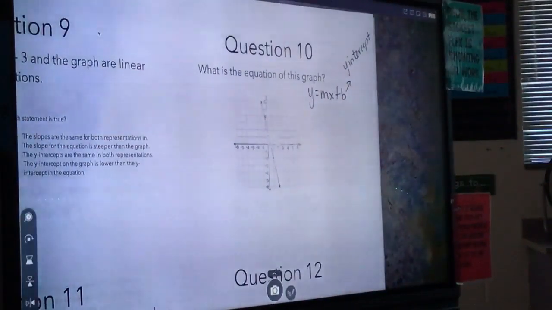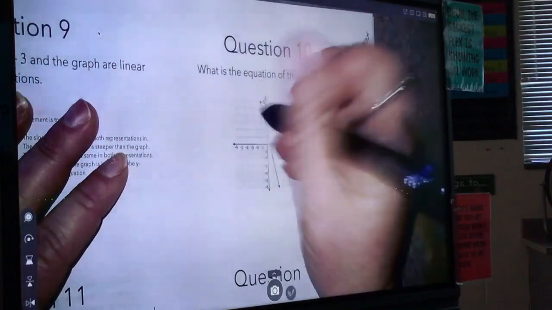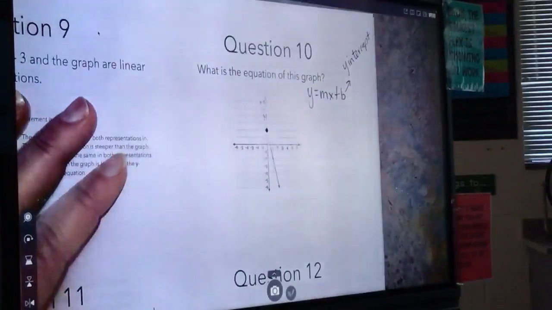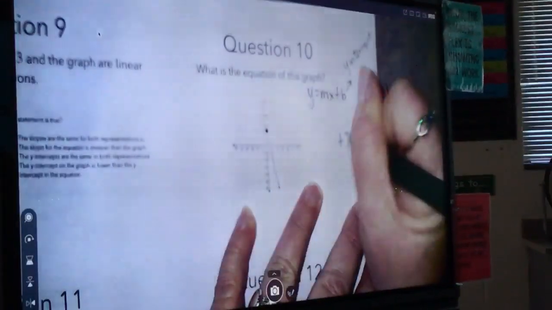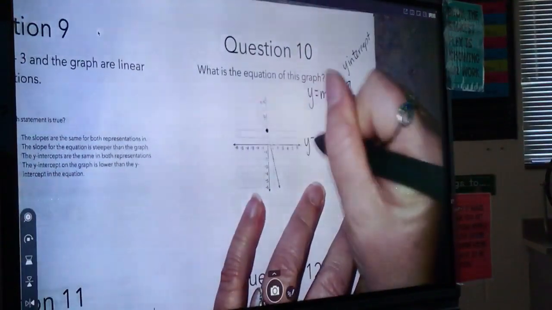Raise your hand and tell me, how do you find your y-intercept? Soraya? Based off where the line goes through the y-axis. Right, so it's wherever your line goes through your y-axis. So on this one, it goes through at 2. So I know that this is going to be plus 2 at the end. And then I have my y up front.